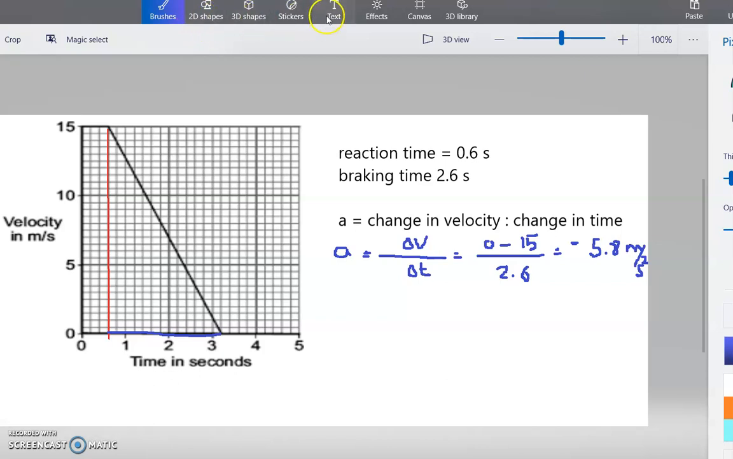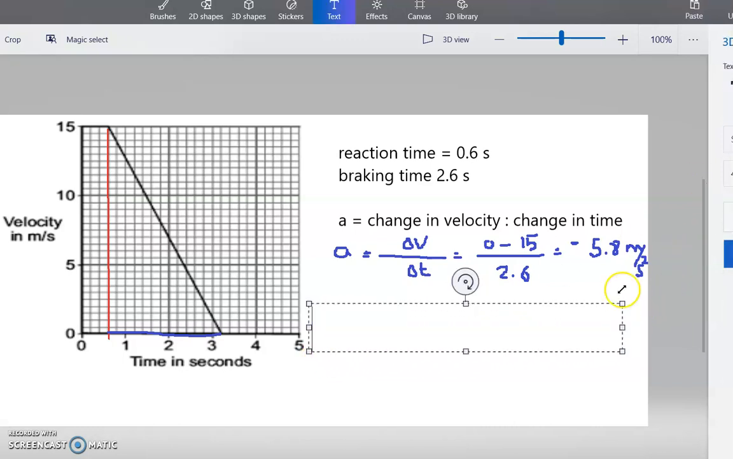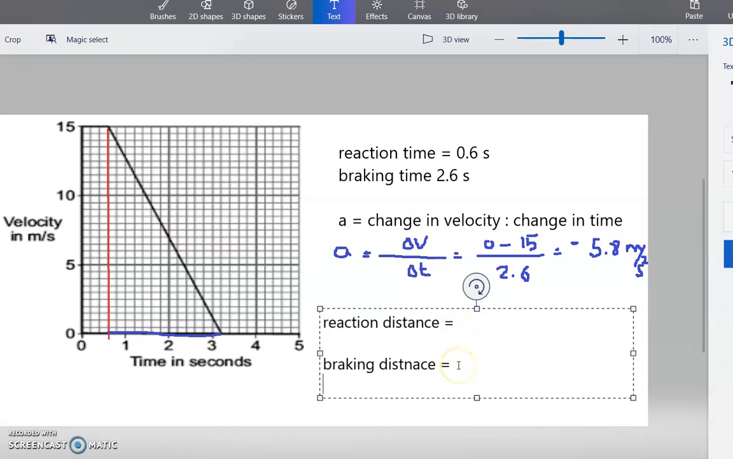Now what I'm going to do is work out the reaction distance, and then the braking distance, and then the stopping distance. Right.